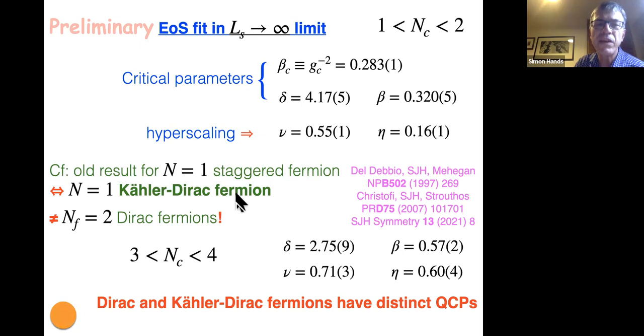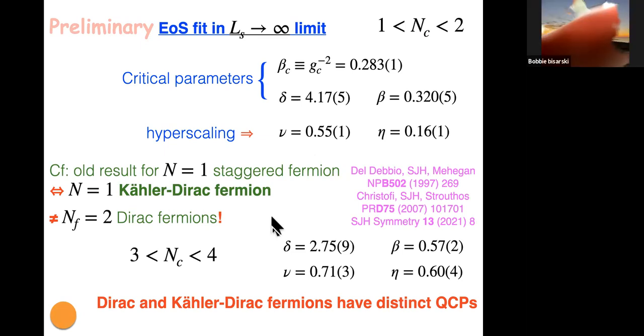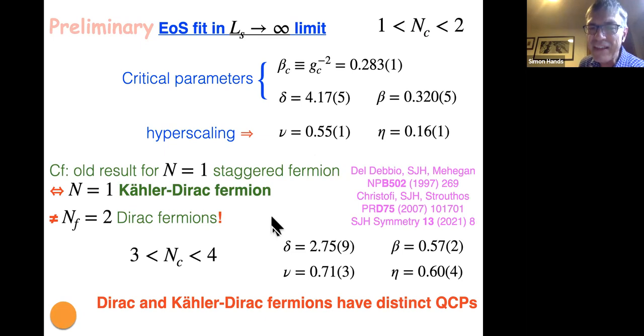Okay, yeah. Can I say it carefully? For Dirac fermions, it's U(2N), and that breaks to U(N) cross U(N). And for Kähler-Dirac, it's U(N) cross U(N) breaks to U(N).